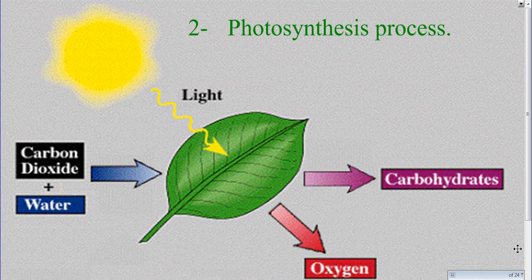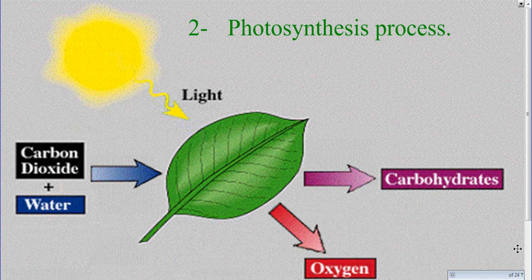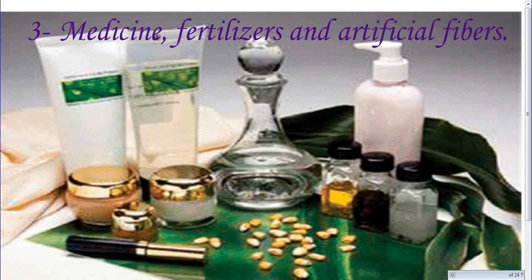The second one is the photosynthesis process, the chemical reaction which exists in the plant to form their food, like the reaction between carbon dioxide, water, and some mineral salts from the soil to give carbohydrates and oxygen. The third example: medicine, fertilizers, and artificial fibers. All of these industries depend mainly on chemical reactions.